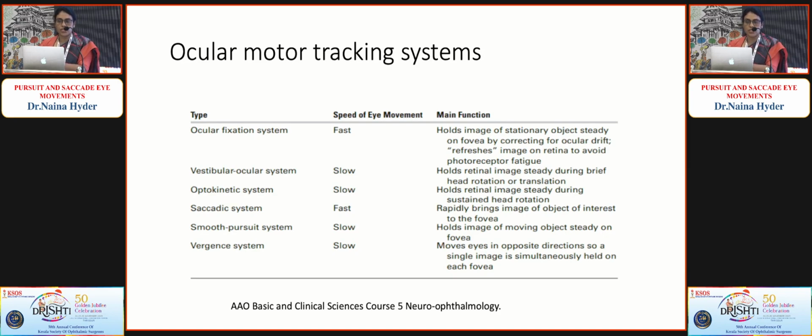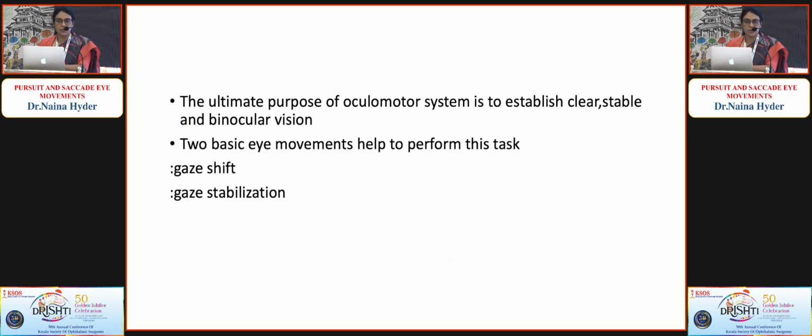Among the oculomotor tracking systems, the ocular fixation system is fast, and the saccade is also a fast system. The VOR, the OKN, and the vergence are slow. The ultimate purpose of the oculomotor system is to establish a clear, stable, and binocular vision. And the two basic eye movements which help to perform this task are gaze shift and gaze stabilization.